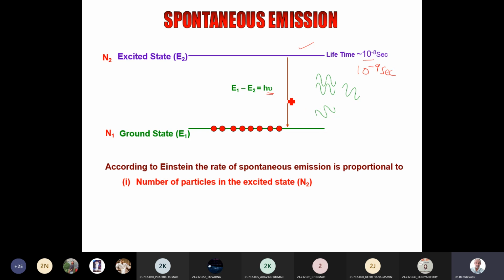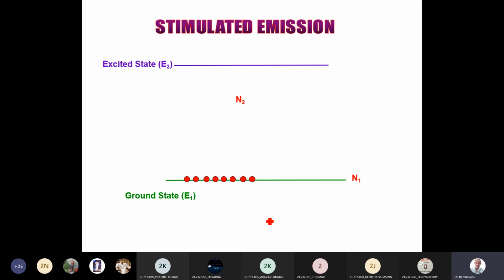For spontaneous emission, the rate of transition R21, that means from level 2 to level 1, is directly proportional to N2 only, the number of atoms in the excited state, because we are not supplying any additional energy. It is only the energy which is coming out. So A21 is called the Einstein coefficient of spontaneous emission. We have seen it. And we'll go to stimulated emission, which is most important for us.